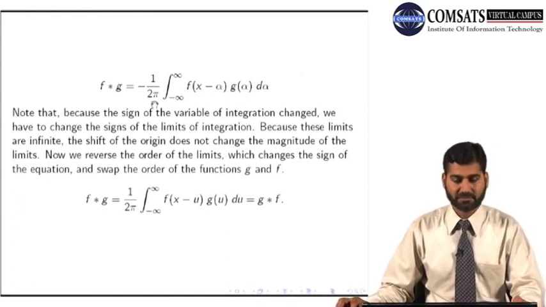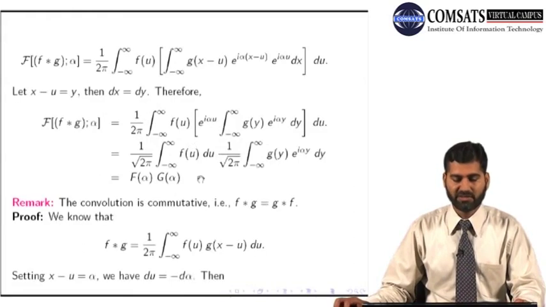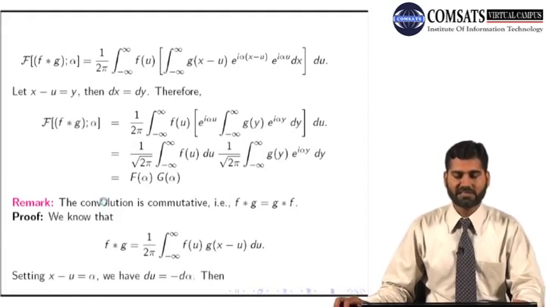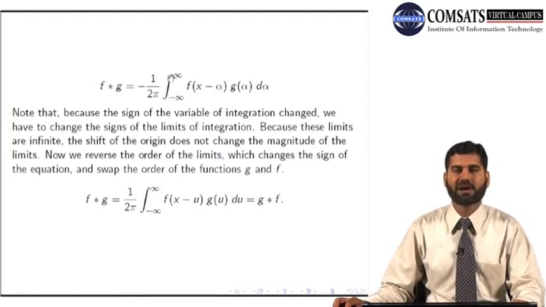Now from here, because the sign of the variable of integration changed, we have to change the signs of the limits of integration. You see, when u goes to minus infinity, alpha goes to plus infinity. So this integration is from plus infinity to minus infinity, not minus infinity to plus infinity, and this minus will change it from minus to plus again. So again the minus will be compensated, and you see this is the convolution of g with f. So this is commutative. It's very easy.